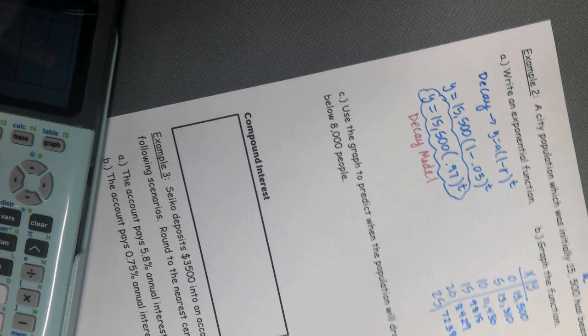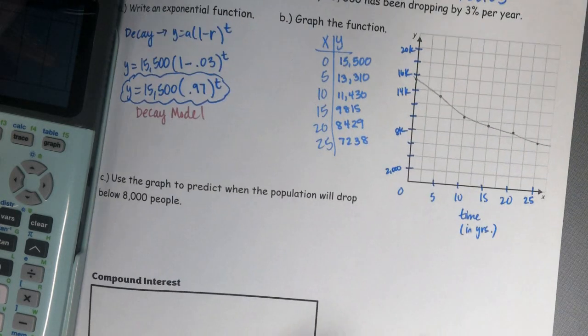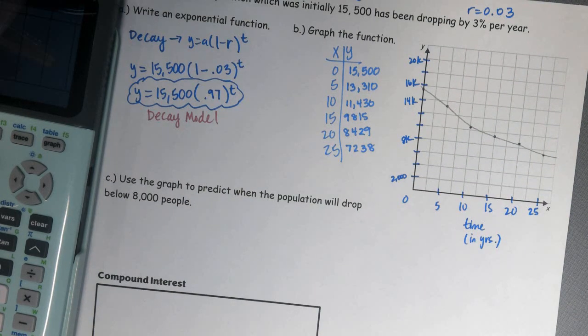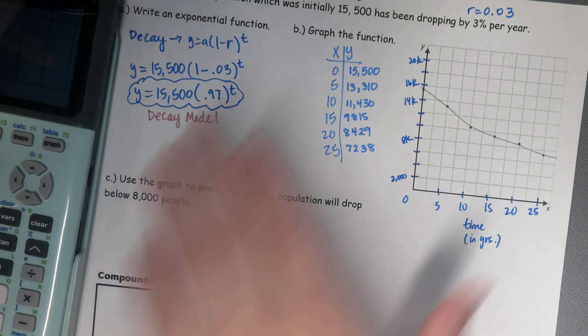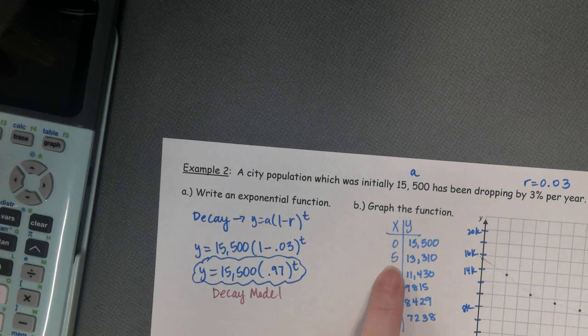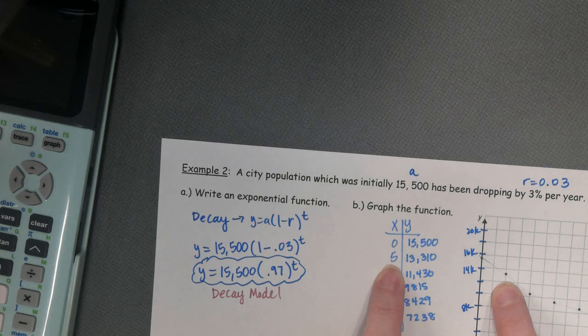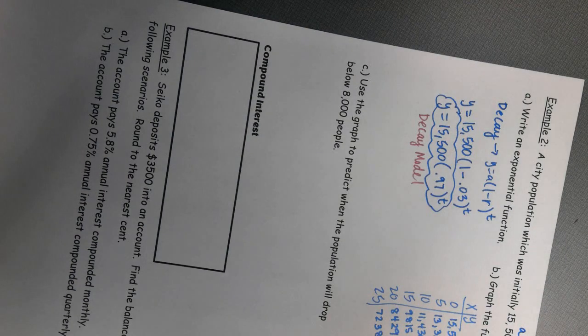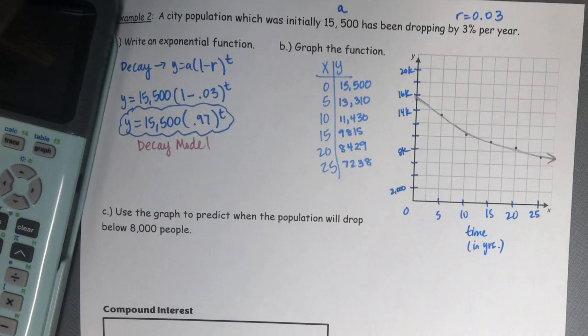This one is, I don't like that. This one is decreasing by 3%, so it's going to be a slighter decrease. I don't like the way that looks, so I'm going to do it again. Okay, so it is decreasing over time.